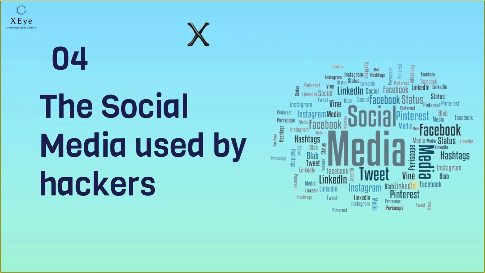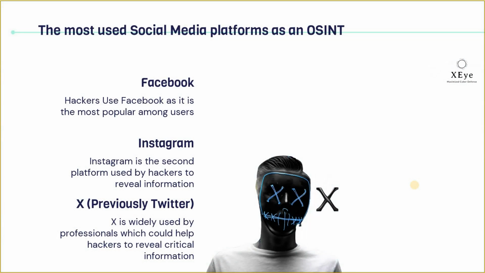So what are the most used social media platforms used by hackers? The first, of course, as everyone knows, is Facebook, because Facebook is the most used worldwide. It has billions of accounts, real accounts, not just fake accounts, and a lot of data. It helps the hacker more than other social media platforms to reveal information, because Facebook is still vulnerable. Actually, Facebook is one of the very good platforms for hackers, and next to Facebook comes Instagram.